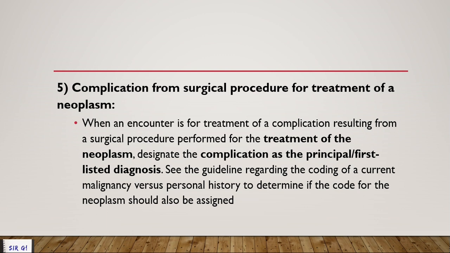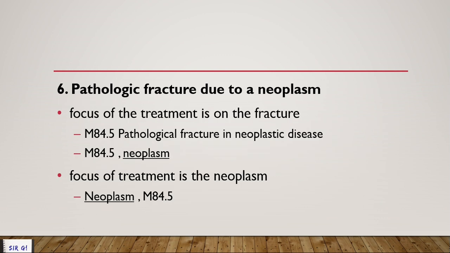Again, when an encounter is for treatment of a complication resulting from surgical treatment, the complication should always be the first listed code. Okay. Pathologic fracture due to neoplasm is case-to-case, depending on the reason for the encounter or the focus of treatment. Now, when I say pathologic fracture, the fracture is associated with or due to any underlying condition. It's not traumatic.